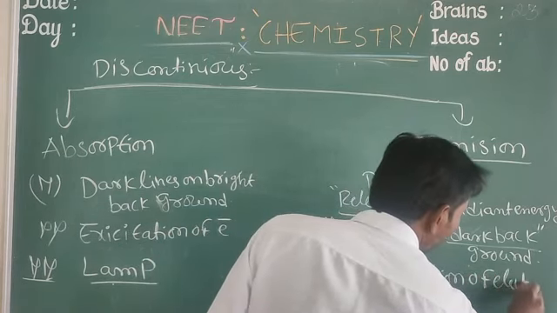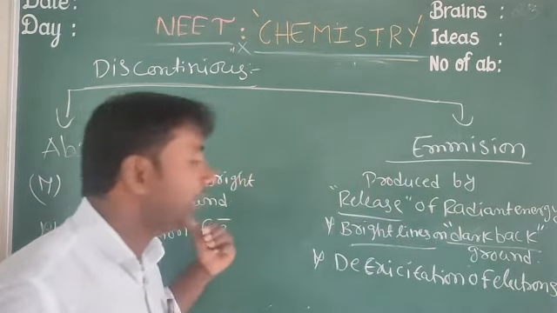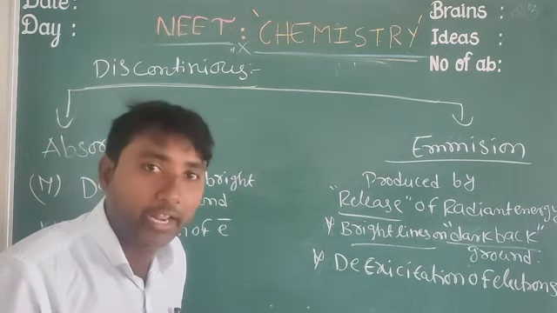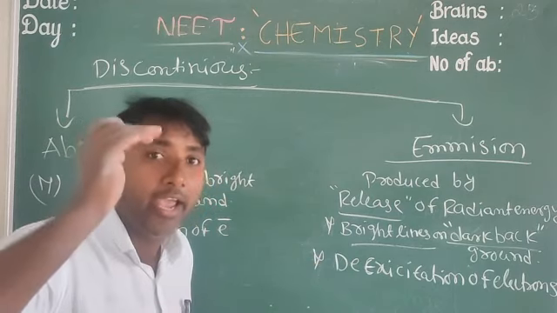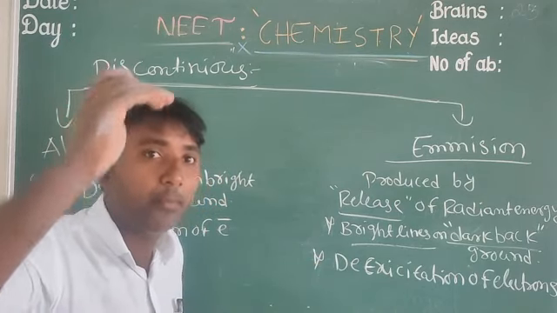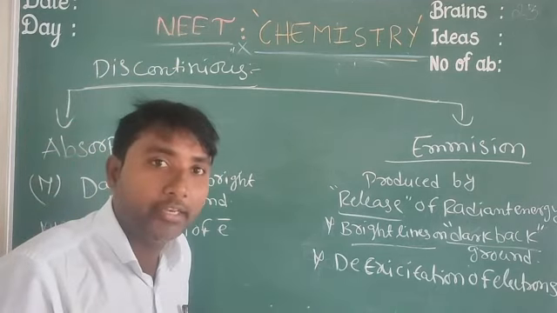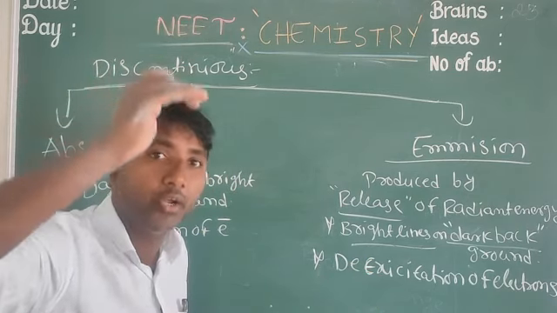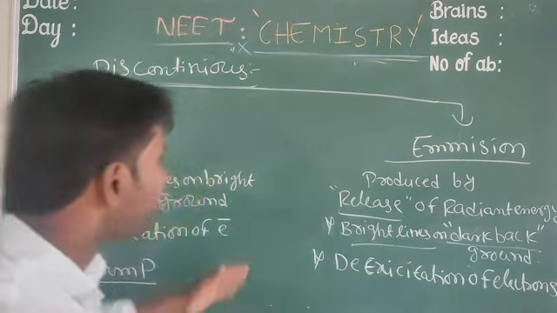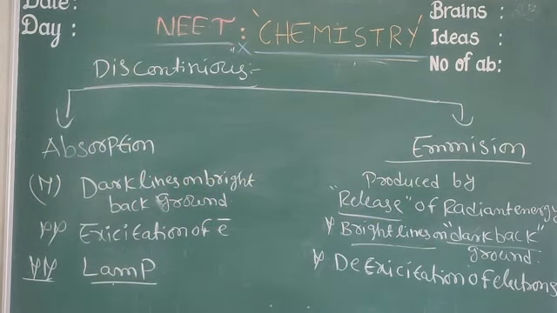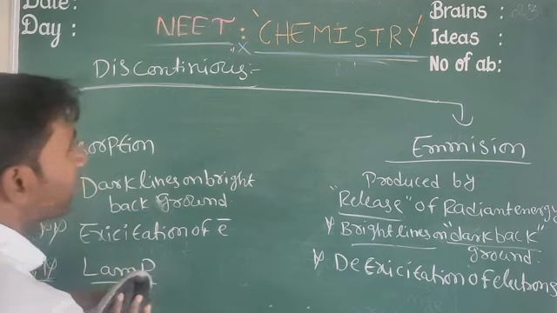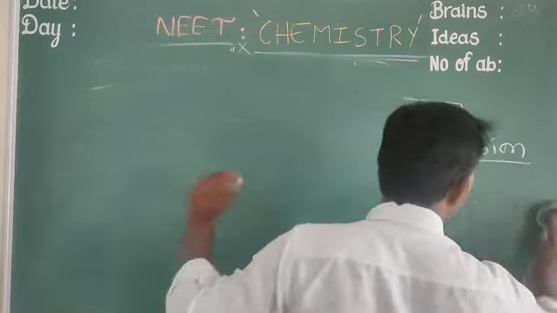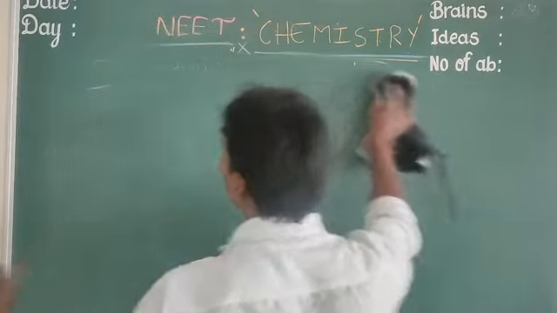De-excitation of electrons. Okay, what do I say? Excitation means electrons jump from lower energy to higher energy. De-excitation means electrons move or jump from higher energy state to lower energy state. So this is about the absorption spectrum and emission spectrum. Then emission spectrum has two types.